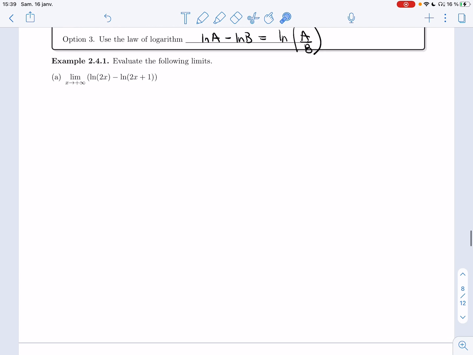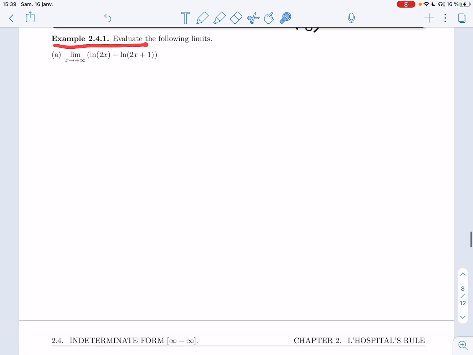All right, let's try this one. I want to evaluate the following limit. It's the limit as x goes to infinity of log of 2x minus log of 2x plus 1. If I plug it in, I get log of infinity minus logarithm of infinity.